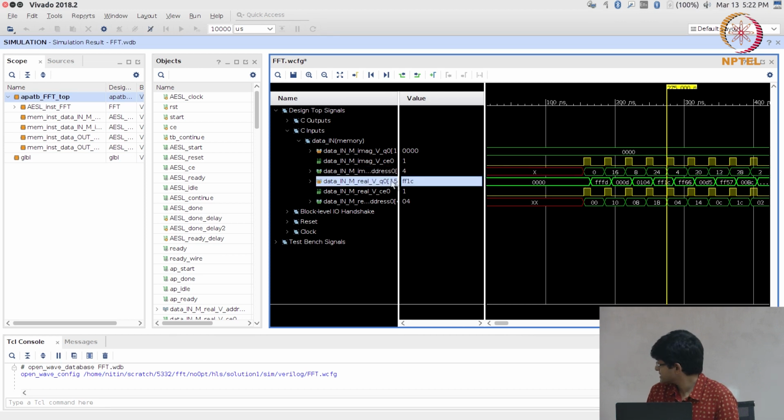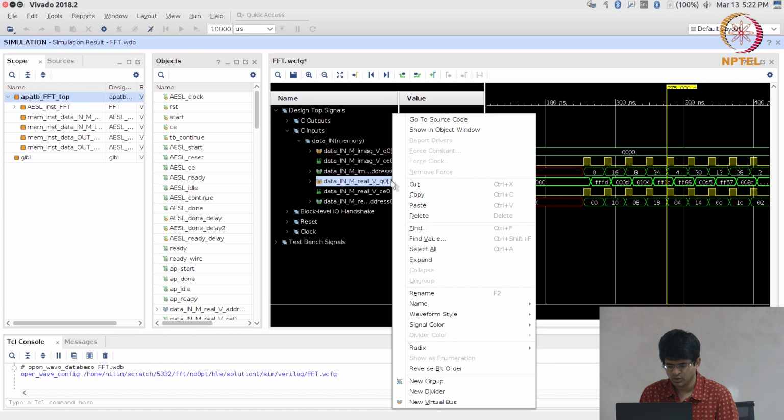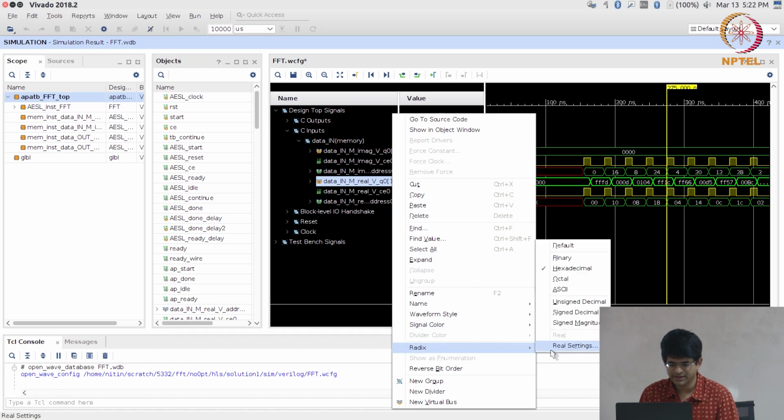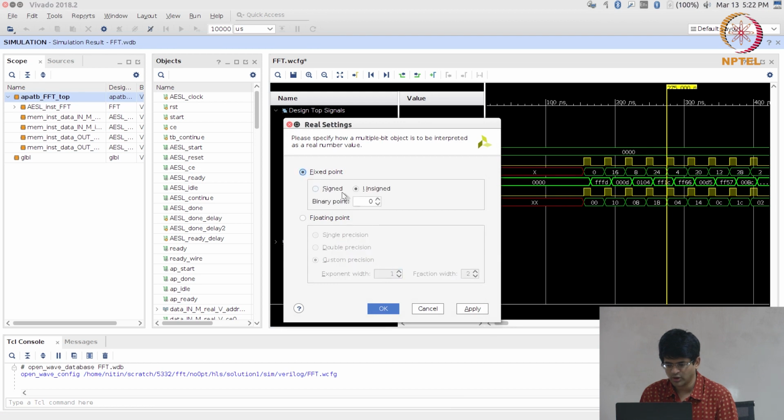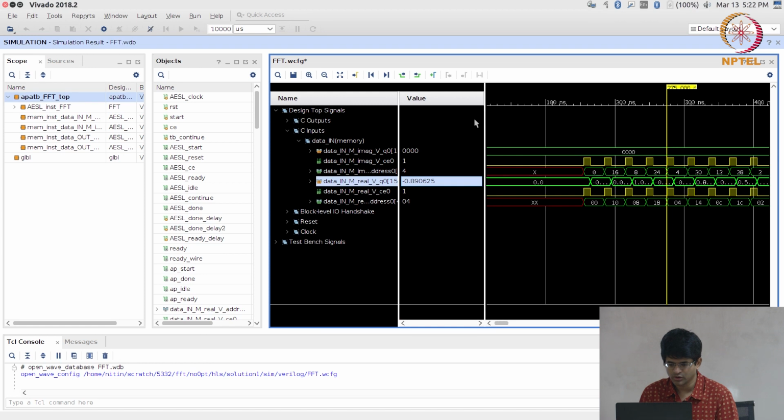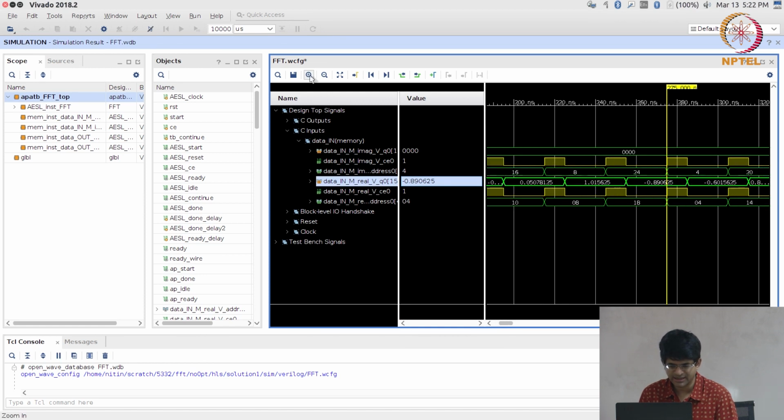What you can do with this other signal, the imaginary signal for example, is right click on it. There is an option over here that allows you to change the radix. You can set it to real and basically say it is fixed point signed with the binary point at 8. If you look more closely at the data at that point, it starts telling you that these values are actually, for example, 0.05, 1.015, minus 0.89, minus 0.60. You correlate that with the input text file that we gave, and they match exactly with those values.